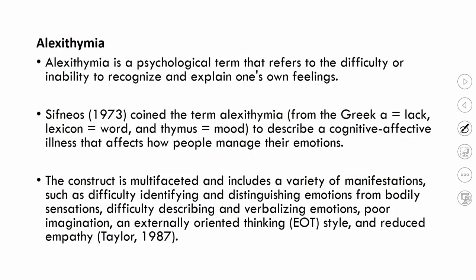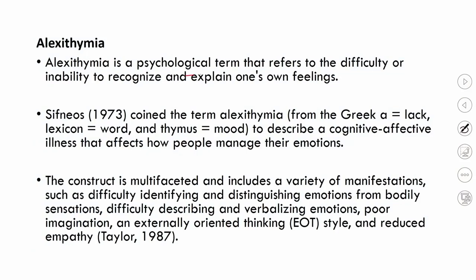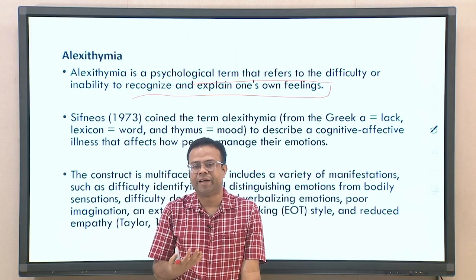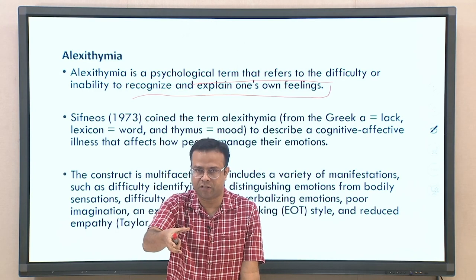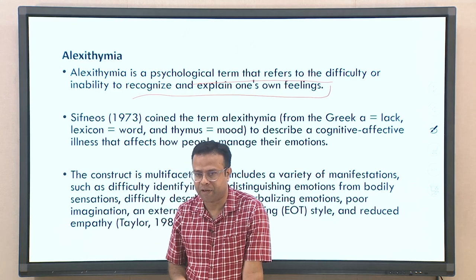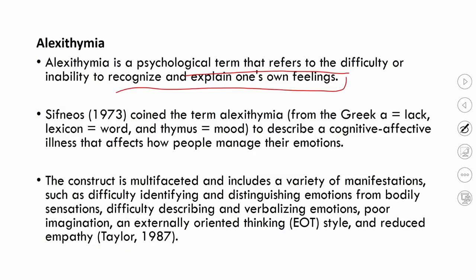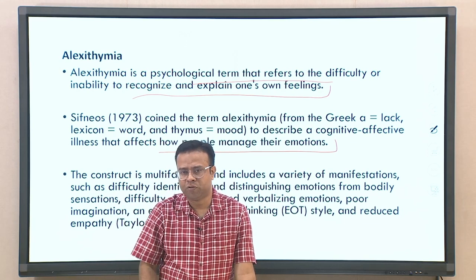Another condition, called alexithymia, has a very strong connection to emotional intelligence. Alexithymia is a psychological term that refers to difficulty or inability to recognize and explain one's feelings. So, there is difficulty in understanding one's emotions and explaining them to others. Sifneos in 1970 coined this term to describe this cognitive affective condition that affects how people manage their emotions. Generally, people with this condition are not able to explain what they are feeling or recognize what they are feeling, and obviously that can lead to lack of management also.